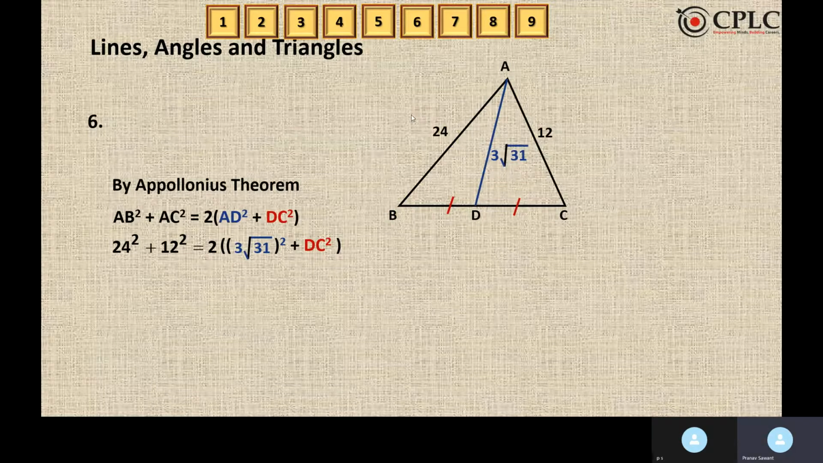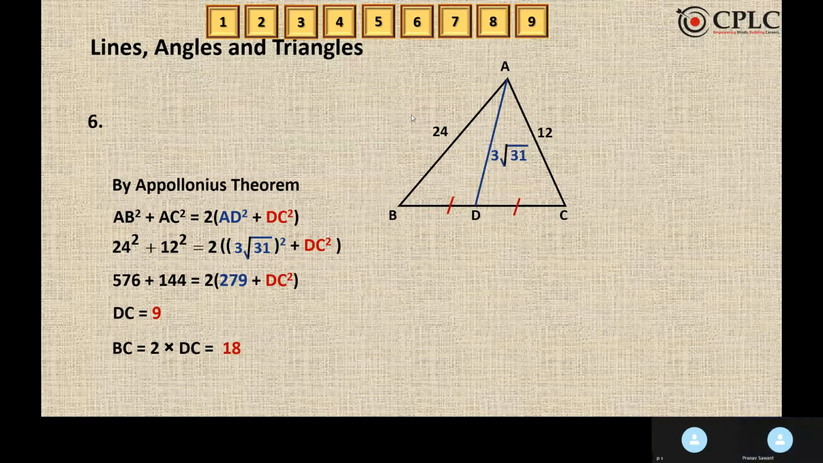So AB square plus AC square is equal to 2 into AD square plus DC square. By just putting in the values and solving, we'll get the value of DC as 9. If DC is 9, then BC is twice of DC. So 2 into 9, that is 18. So 18 is the answer.